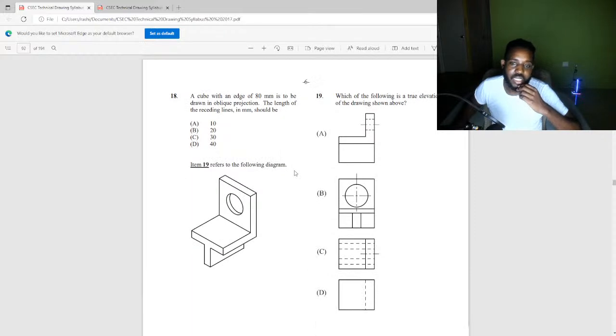All right, number 19. Which of the following is a true elevation of the drawing shown above?